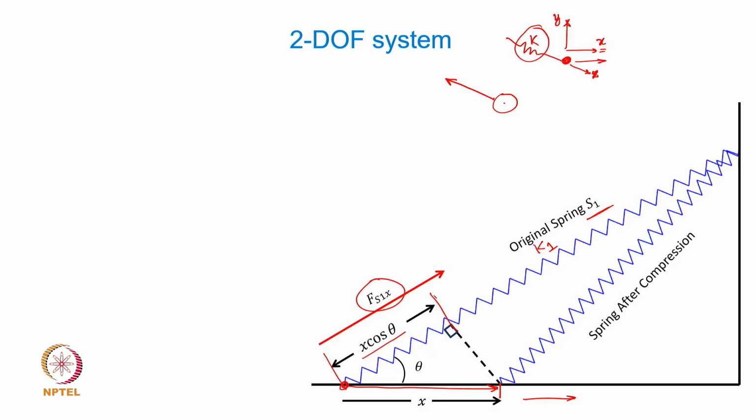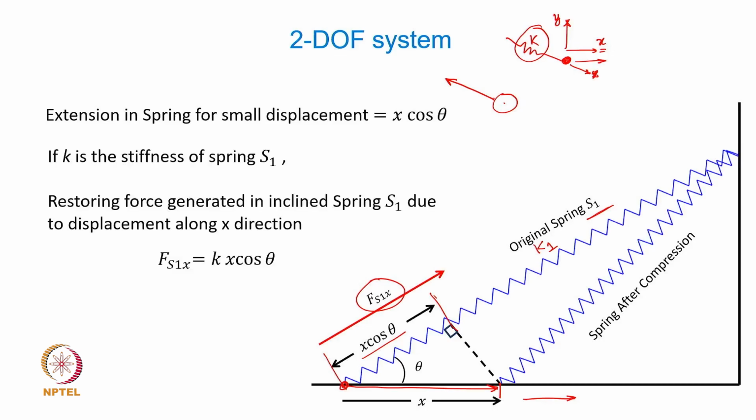So Fs1x, which means the restoring force in the spring S1 due to a displacement x in the x direction, is going to be x cos theta into k1. So this is how the stiffness of the spring generates restoring force, but it should be understood that the spring being inclined to the x and y directions, we have to account for that inclination, and that gets accounted for by using this cos theta term, right.